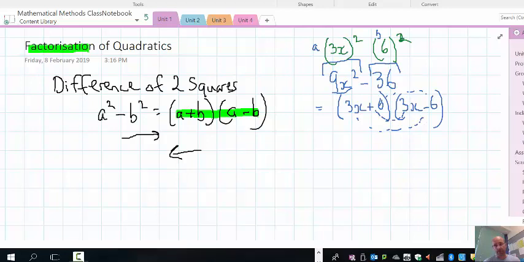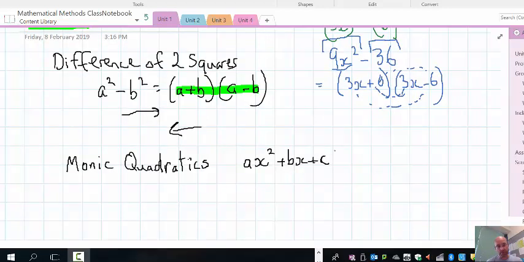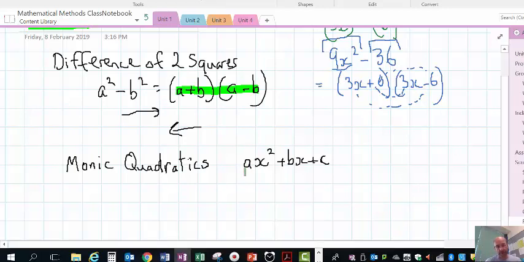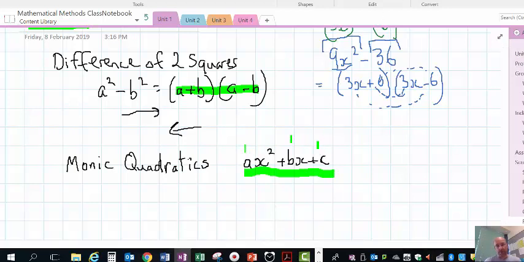There's certainly more, however. The next one is monic quadratics. You may have perhaps seen functions in the form of ax squared plus bx plus c, where a, b and c are real numbers. So we need to be able to factorize monic quadratics when a equals 1. It's a special case. So that's when a equals 1.